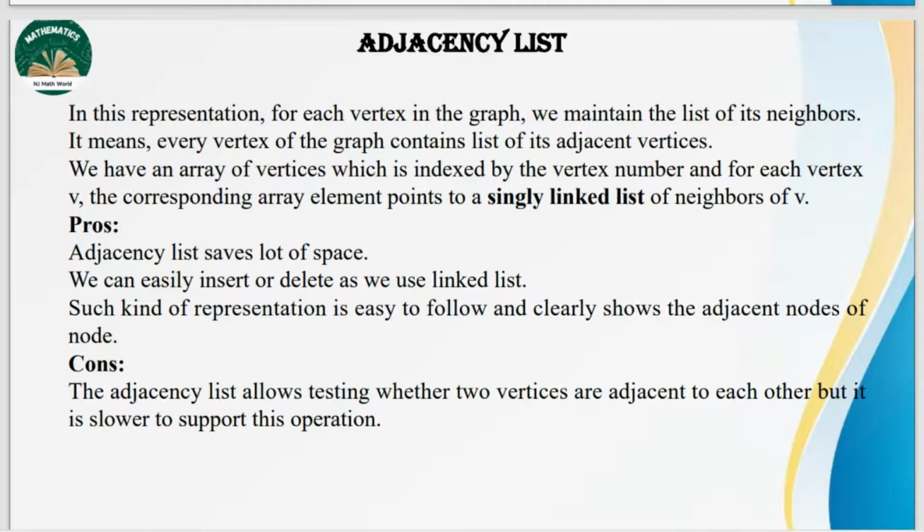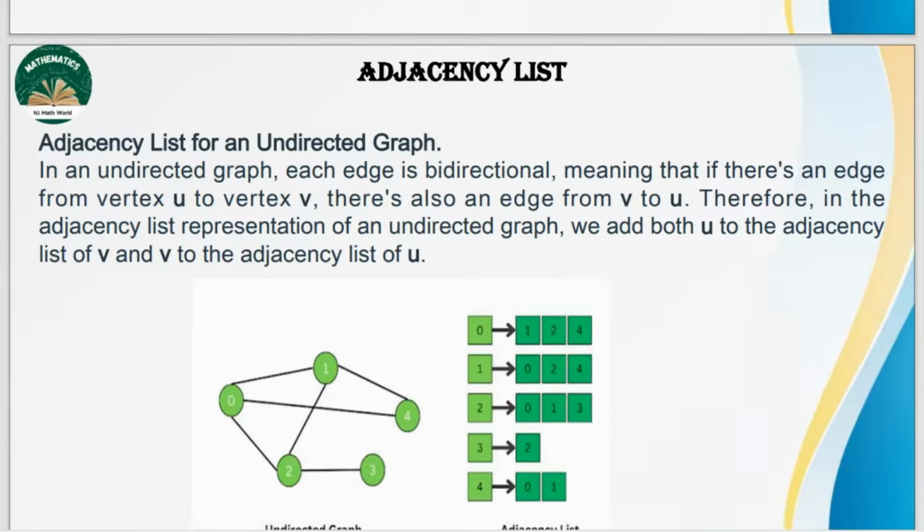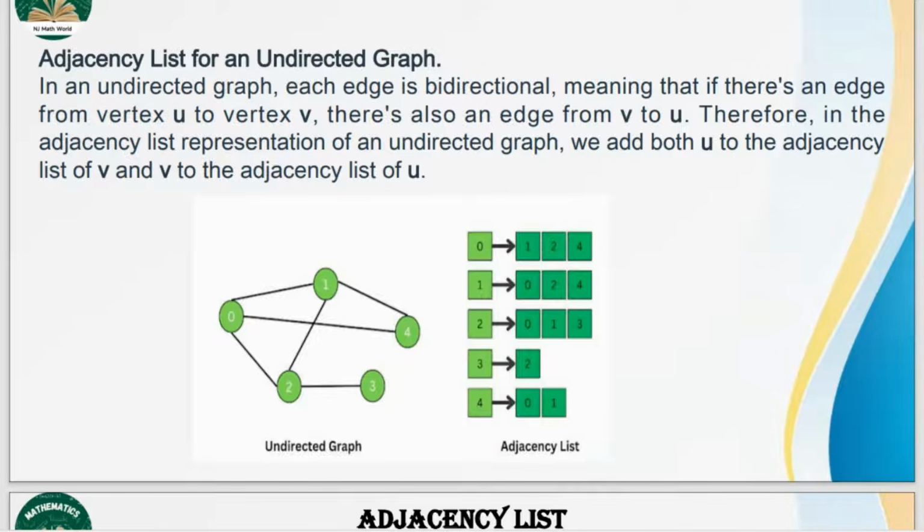So you have pros, which is: the adjacency list saves a lot of space. We can easily insert or delete as we use a linked list. Such a representation is easy to follow and clearly shows the adjacent nodes of a node. Cons: the adjacency list allows testing whether two vertices are adjacent to each other, but it is slow to support this operation.